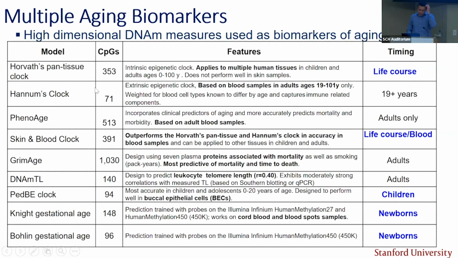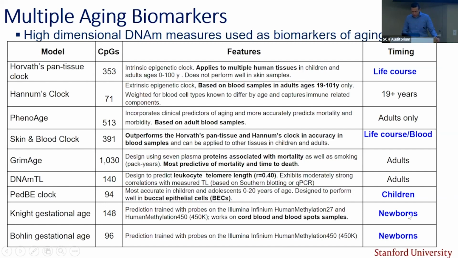So the clock that I showed you was the Horvath pan-tissue clock. This clock applies to multiple tissues, and it works across the life course. After this, multiple clocks have been developed, what we call second generation clocks. Some of them are more accurate, some of them only work in blood, and some are specifically calibrated for children or buccal cells. So people have been developing them with different goals in mind.